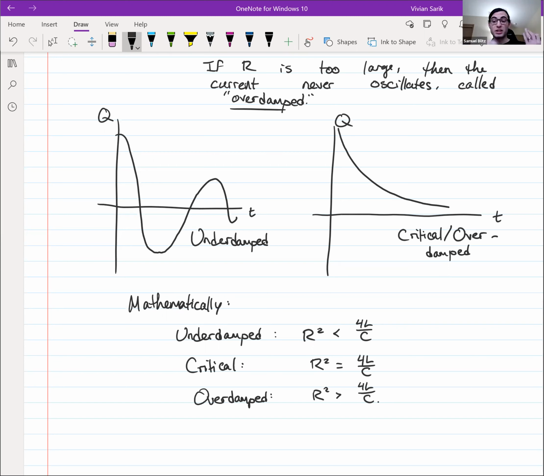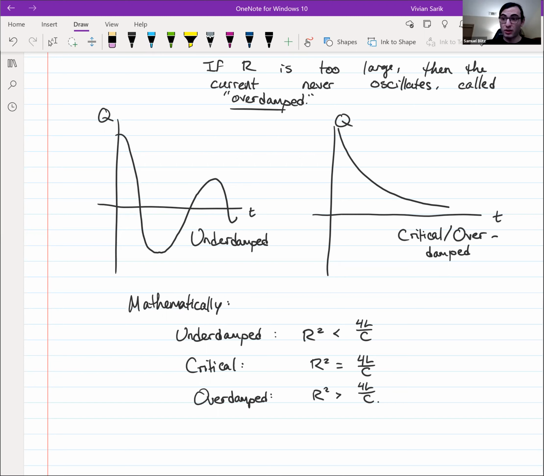So depending on what these parameters are, you will get different behavior. And this is exactly how you can characterize that behavior. Now, there is something to be said that if R squared is just slightly less than 4L over C, it will be close to being critically damped, meaning that the oscillations will be very small. It will technically oscillate, but it might just go like this, just a little bit. Whereas if R squared is so much smaller than 4L over C, then you'll get basically infinite oscillations.